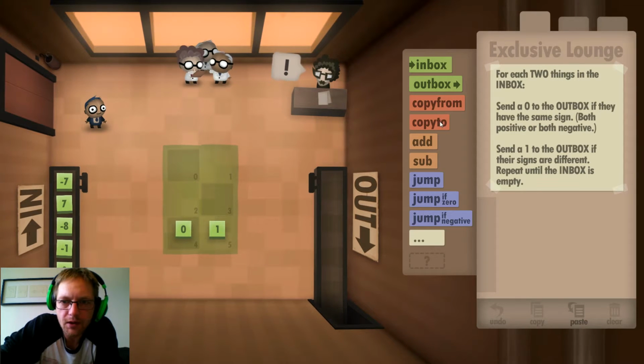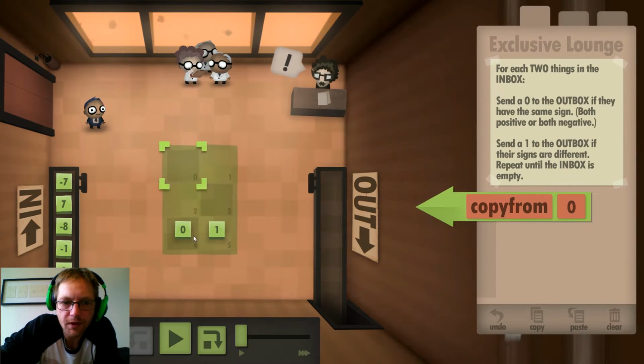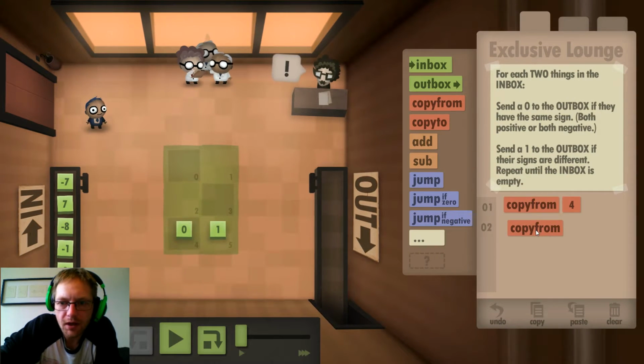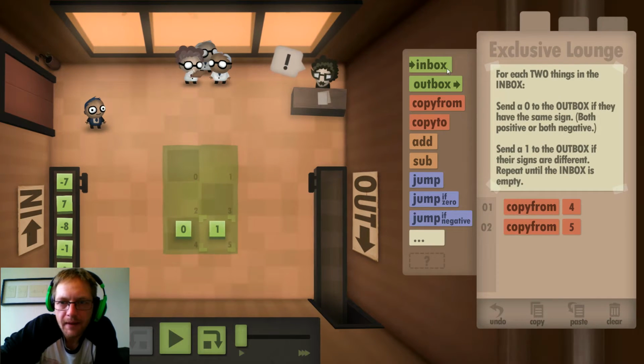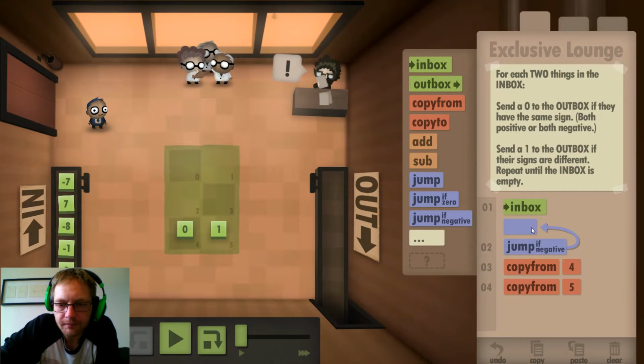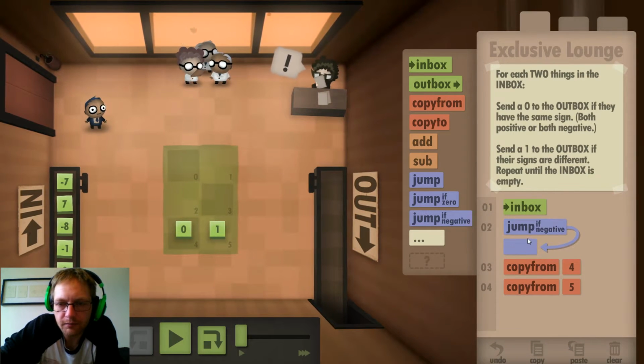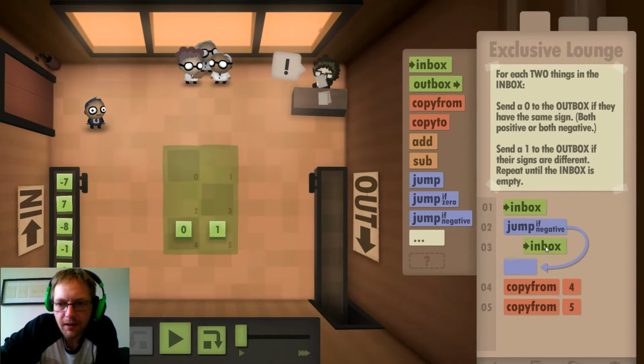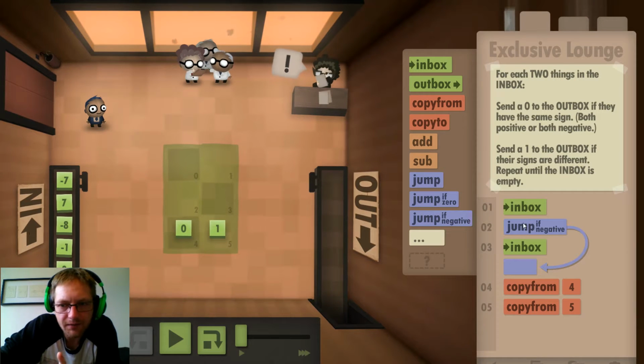Okay, so we're going to need a copy from zero. We're going to need a copy from five. We're going to need an inbox. So, let's see. If it is negative, we continue. If it isn't negative, this is if it is a positive, it's gonna grab a new one.